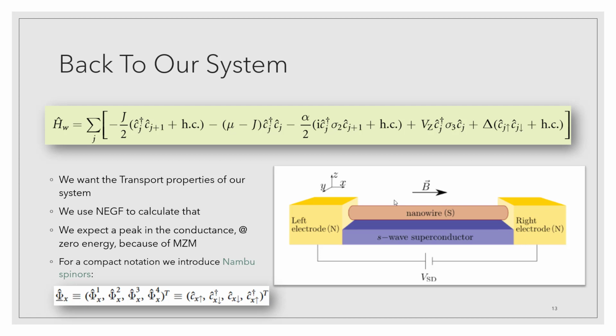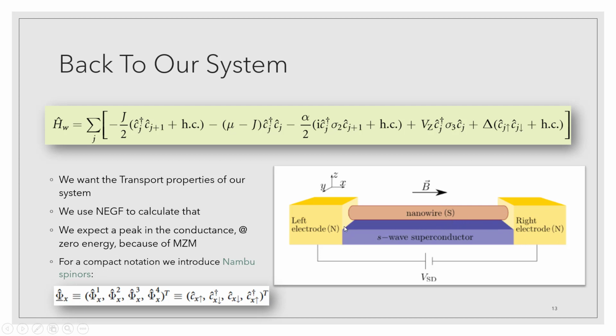So back to our system. We have an S-wave superconductor, as I said, and a nanowire on it, right? And we expect some Majorana zero modes happening here and here if the length is sufficiently long. And this was our Hamiltonian, as I've discussed. So what people do is some transport calculations, some IV diagram of our system, and because there are zero modes, we expect some peak at zero bias voltage.